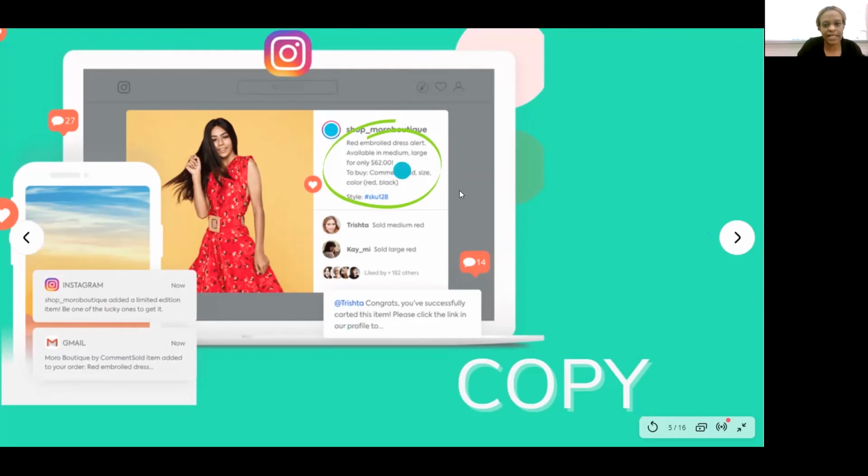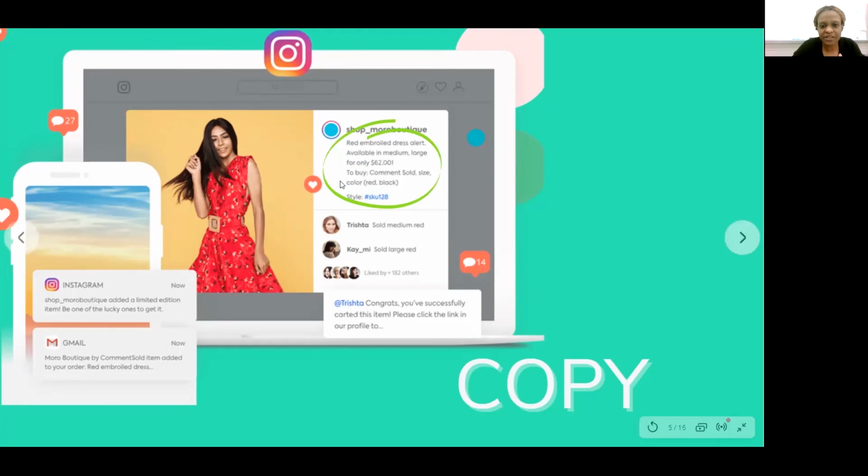So this is an example of copy on an Instagram ad. So you have the picture here. This is what they're advertising, this dress. And then over here, they have the copy. So the copy is just the words. So over here, it has red and bold dress alert, available in medium, large for only $62. To buy, comment, sold, size, color, red and black.